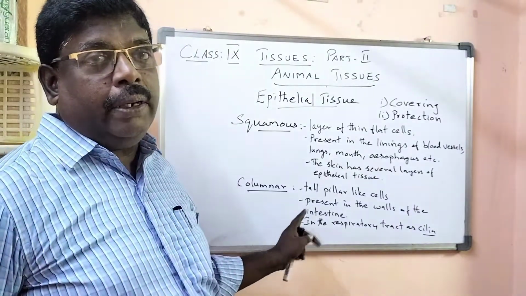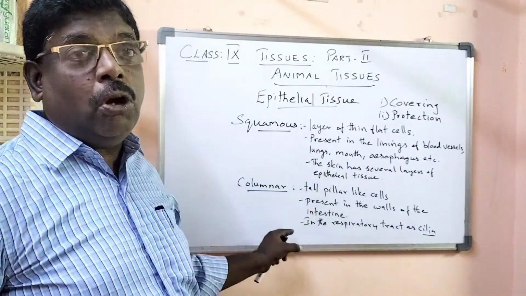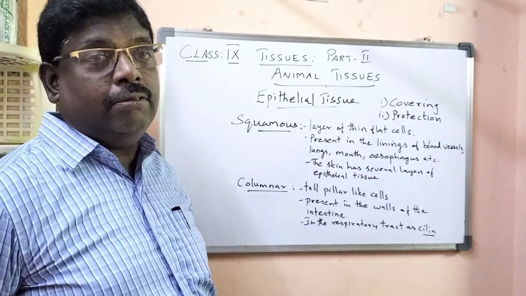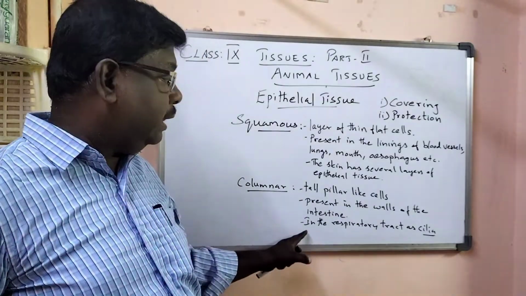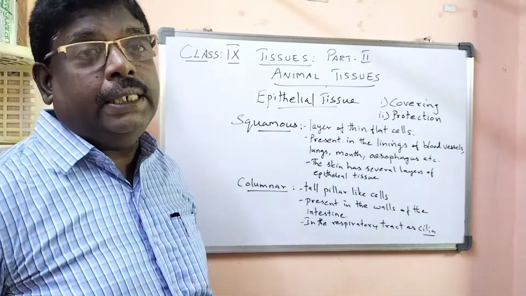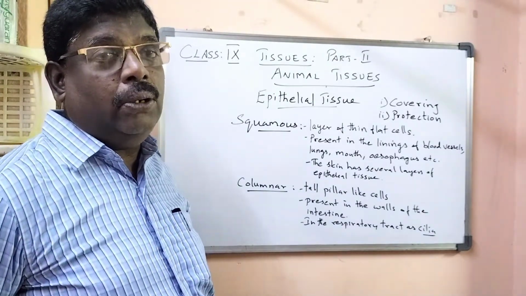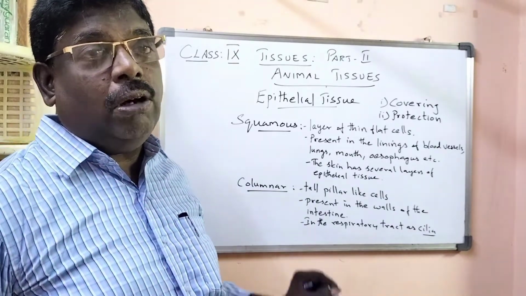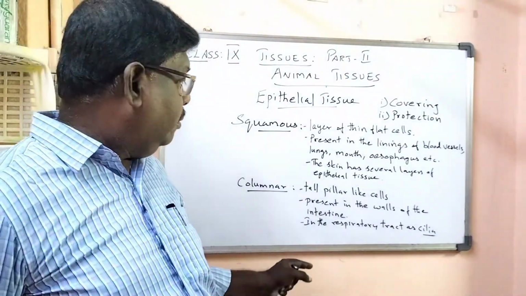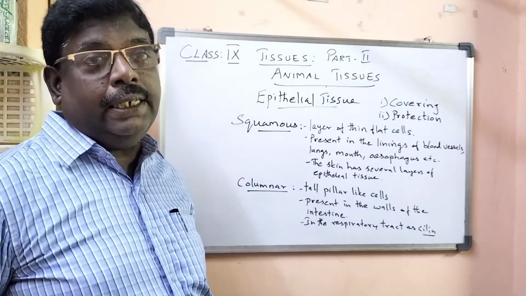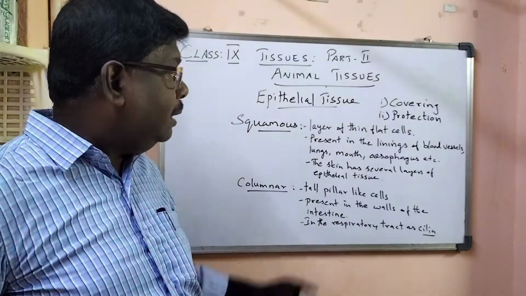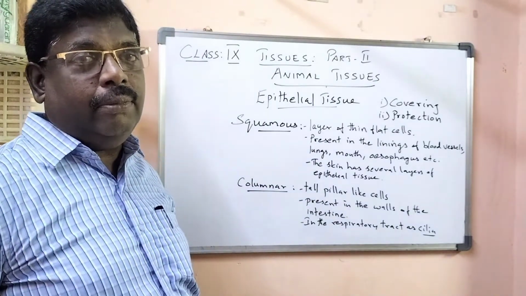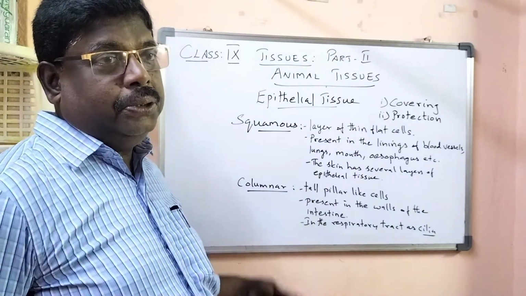Columnar, as in columns. They are tall pillar-like cells seen in the walls of the intestine. Also in the respiratory tract, we have the trachea, bronchi. In the respiratory tract, they have minute hair-like structures called cilia, so it can also be called ciliated epithelium. Similarly, the previous one can also be called squamous epithelium. We'll see the other 2 tissues.